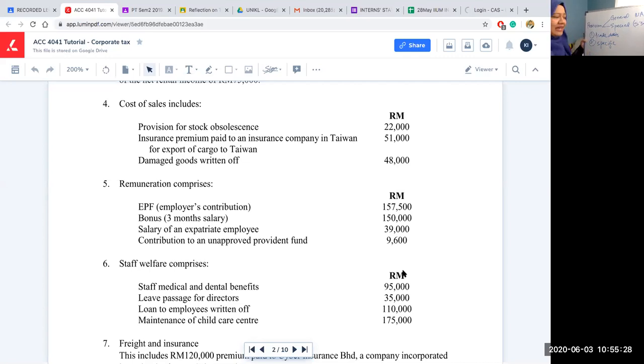Specific means that you must provide the name of the debtors. You must have a list. The names of the debtors that you feel fall into this provision, the ones you want to provide for, which are more likely to become bad debts, right?